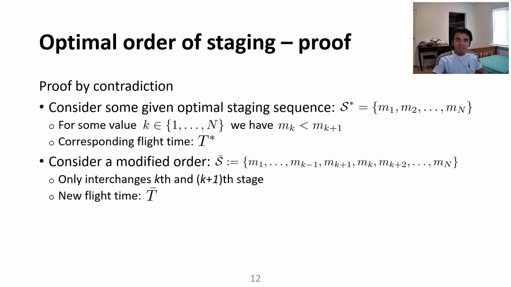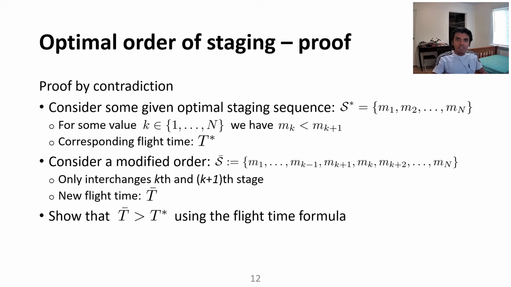Using the flight time equation derived earlier, we can show that T bar is actually higher than T star, arriving at a contradiction. So in an optimal staging sequence, we can never have two consecutive stages such that the earlier stage is lighter, and the only way to meet this condition is to have the stages in order of decreasing mass.